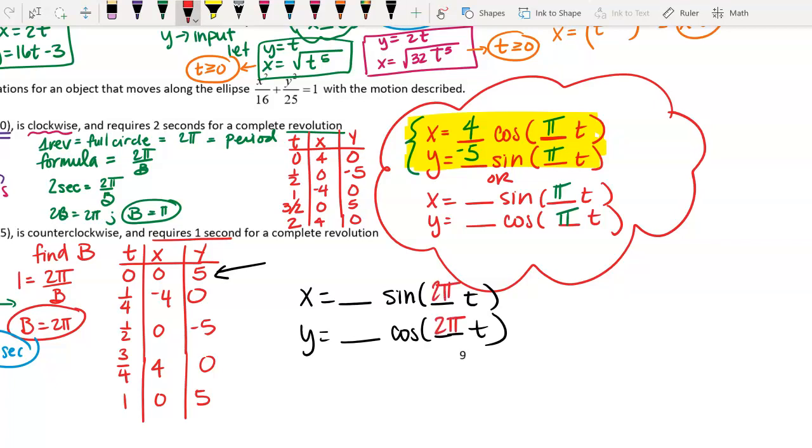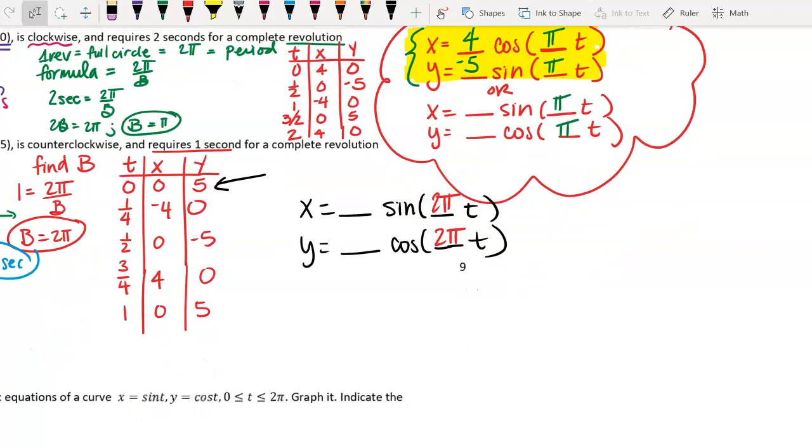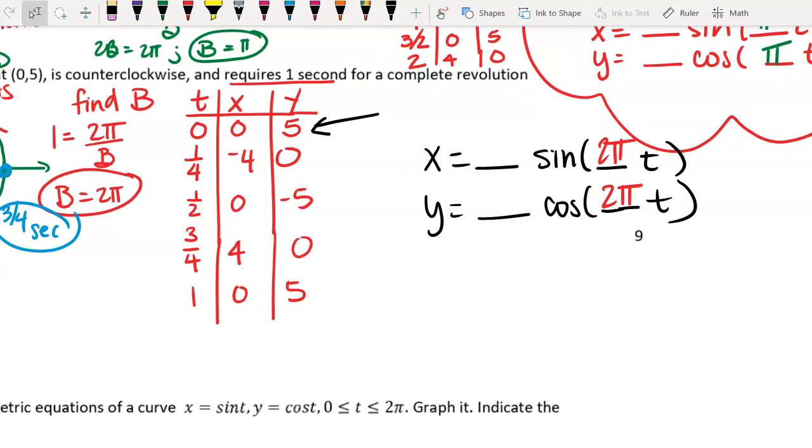Okay, now we have to fill in alpha. Which one's easier to fill in first? Y? Is y easier to fill in first? What is the amplitude for y? 5? Yes or no? Okay, we fill that in first and we can check. Okay, 5. When time equals 0, 0 times 2 pi is what? Cosine of 0? 1 times 5? 5. Is that working? Yeah.